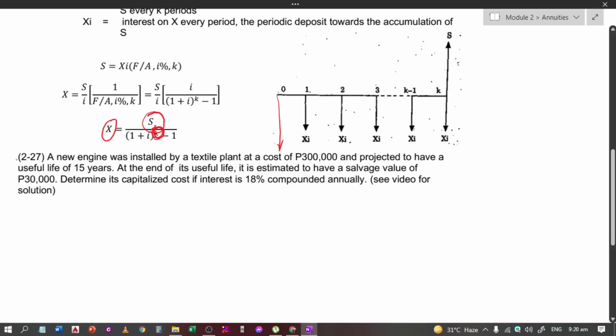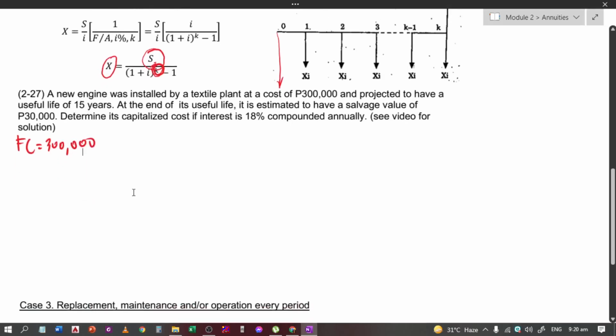So, our first cost is 300,000. The useful life is 15 years, so every 15 years you replace it. Every 15 years, you need to replace the engine. It is estimated to have a salvage value of 30,000. So, after 15 years, when you replace it, you can still sell it for 30,000 pesos. So, let's draw its cash flow diagram.